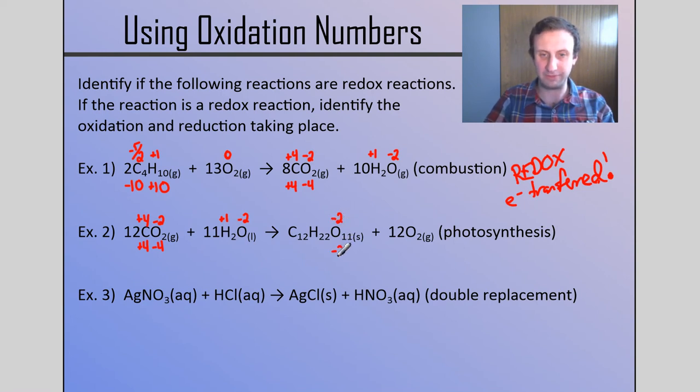Negative 2 times 11 is negative 22. Hydrogen is positive 1 times 22 is positive 22. So that means carbon's at 0 here for an oxidation number. And then finally for oxygen, I have 0 again.